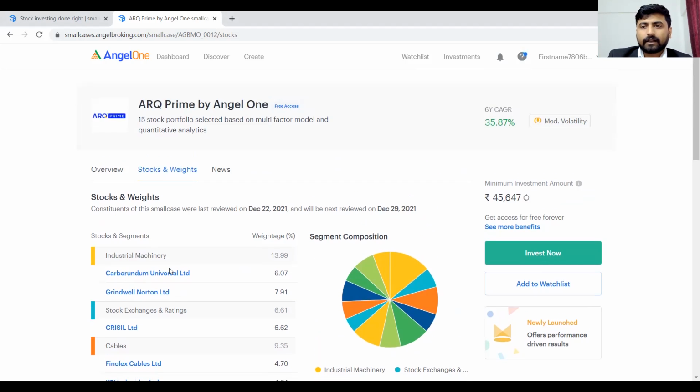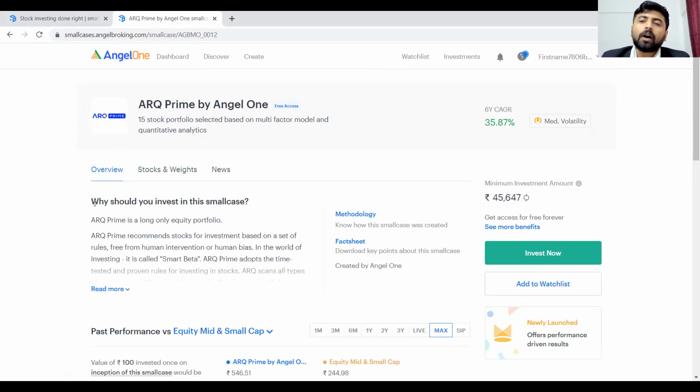So if you look at this particular small case, this is always going to be a 15 stock portfolio. And the method that we are going to follow in order to select stocks is going to be based on a multi-factor model. So it can involve a variety of factors that are going to come into it. And we are also going to use quantitative analytics to pick up stocks into this particular small case basket. Now that we have understood how the sector composition and how the stocks are being picked up, let us try to understand more about this particular small case. So how to go about that?